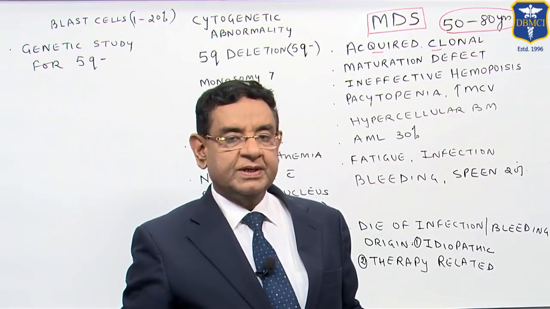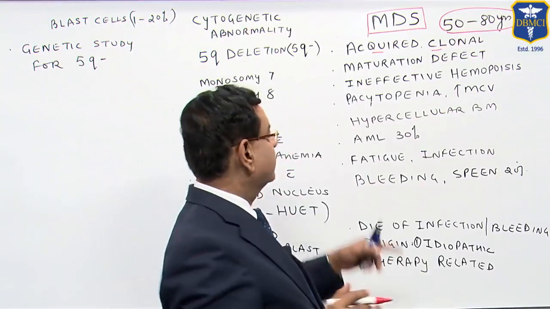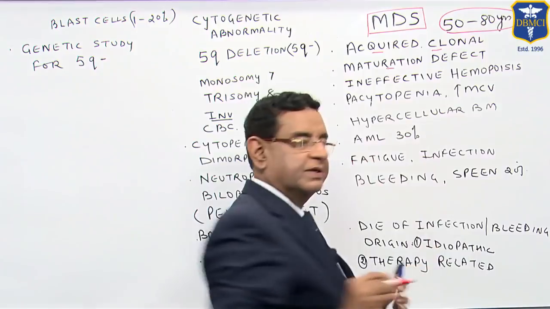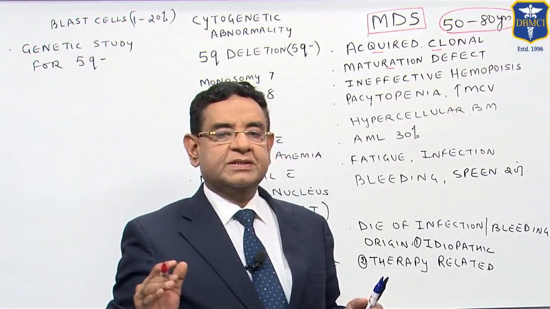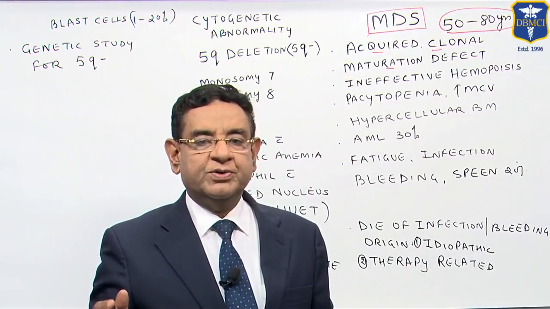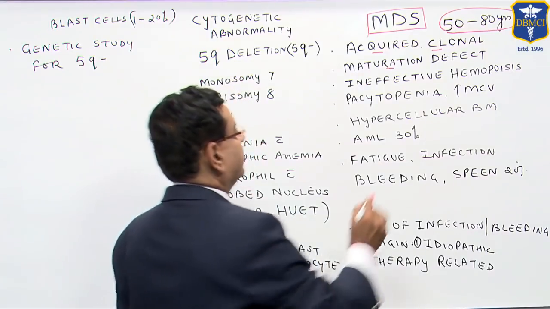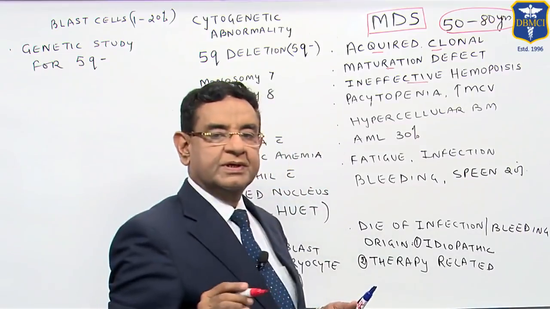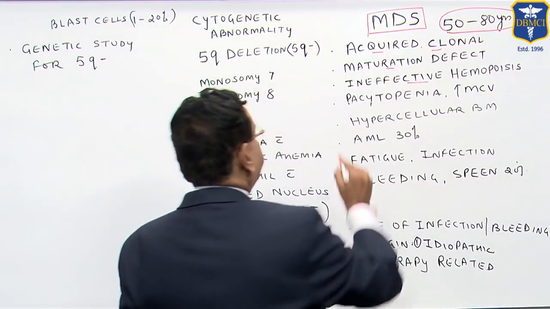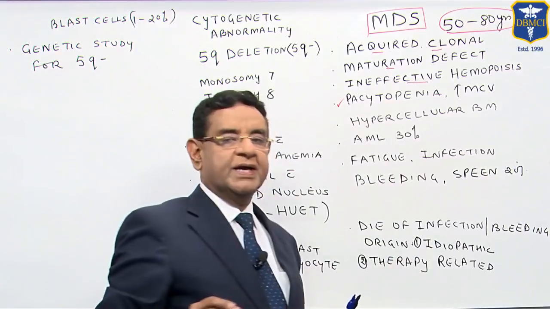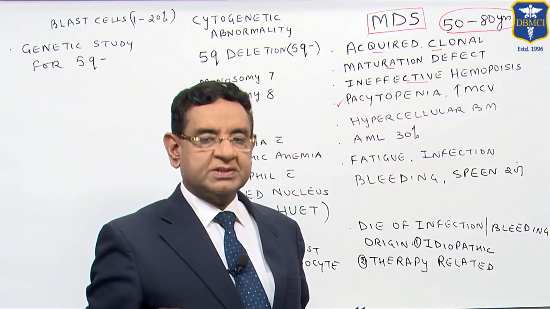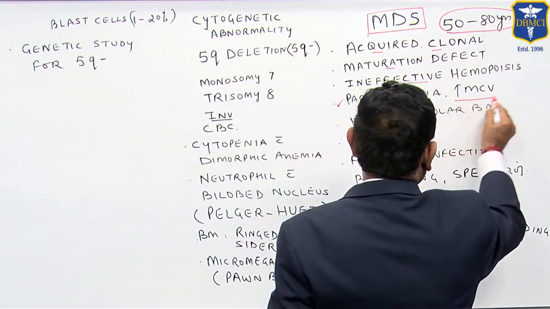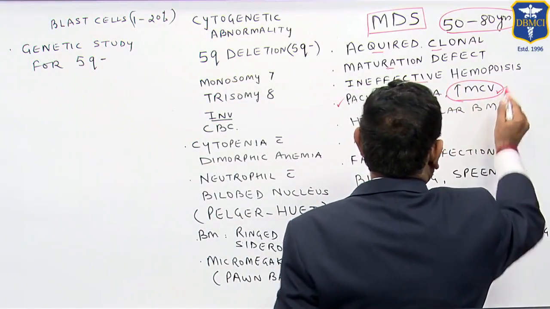And what's the basic problem? There is a maturation defect. As the maturation is defective, that leads to ineffective hematopoiesis, and that leads to pancytopenia in the peripheral circulation, but the MCV is high. This is a very important point to note.